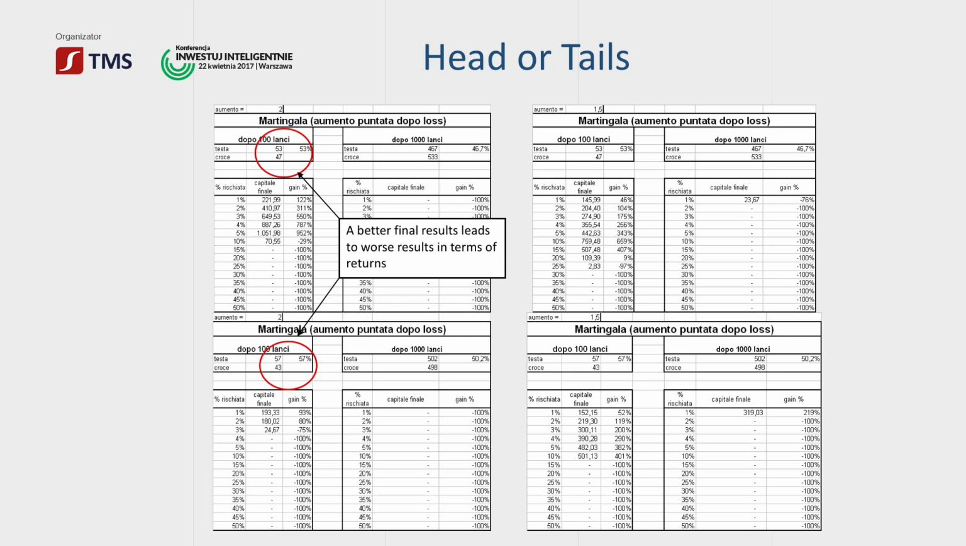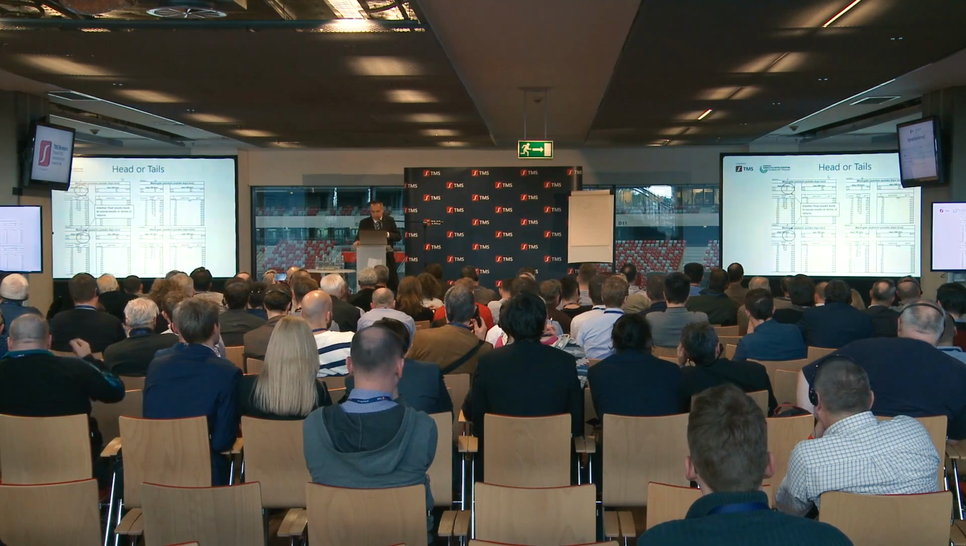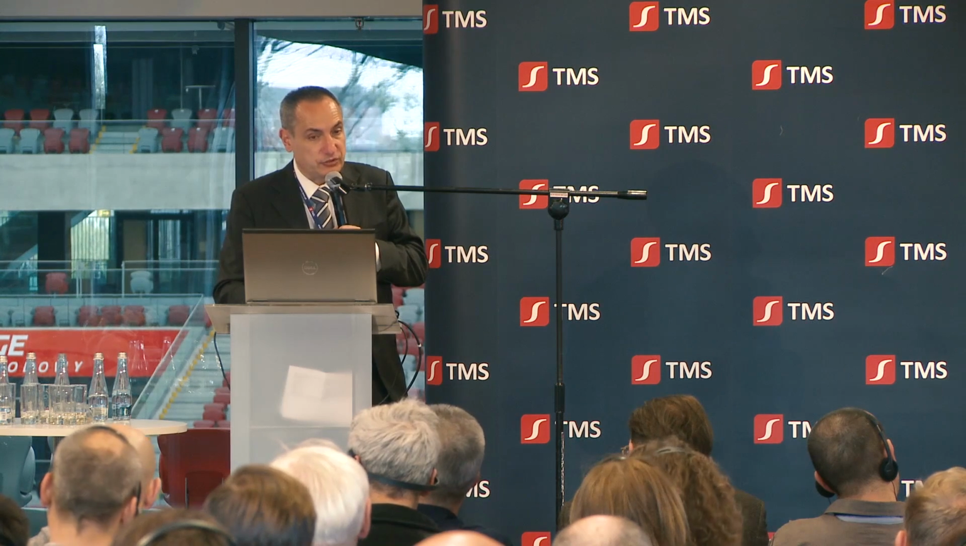This is martingale. There are some Italian notes because it's from my book, so sorry about that. The first case, this is multiplying by 2 and this is 1.5. The first case shows a winning percentage of 53% after 100 tosses, okay?